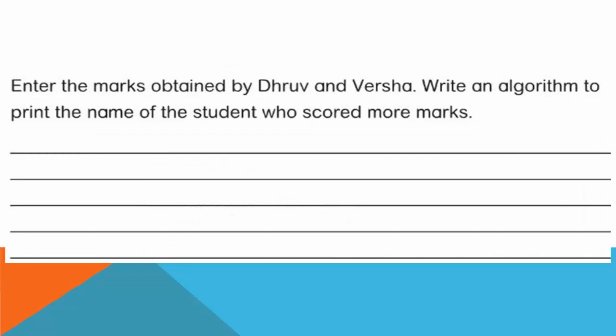Now this is the second question that is given in your book. Enter the marks obtained by Dhruv and Varsha. Write an algorithm to print the name of the student who scored more marks. Same thing, divide the lines into 2 parts, a vertical line draw at the middle. On one side write down your own algorithm, on the other side I will give you the answer, you will write down that answer. Pause the video for as much long as you need. Write down the answer.